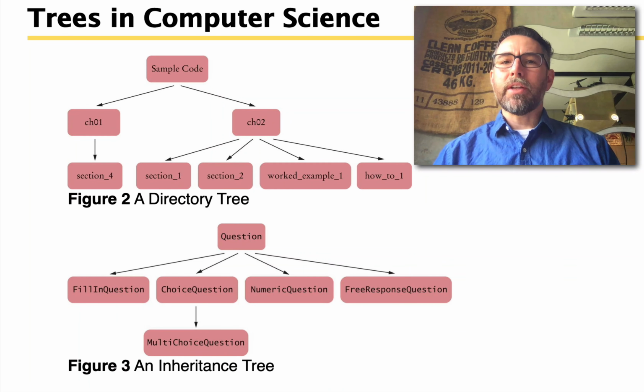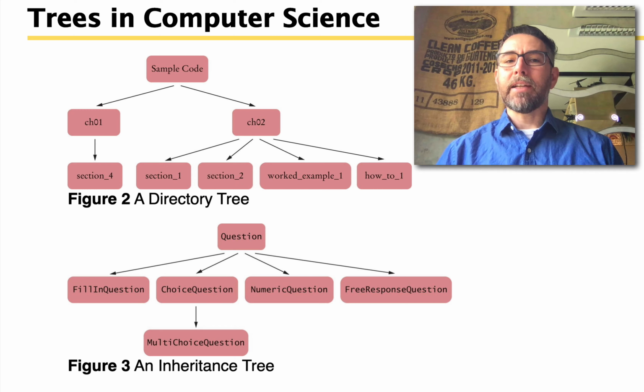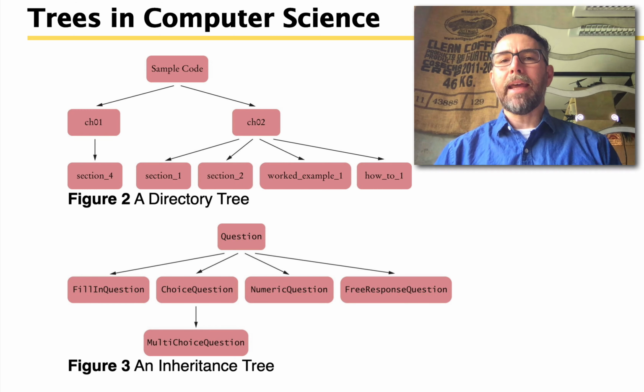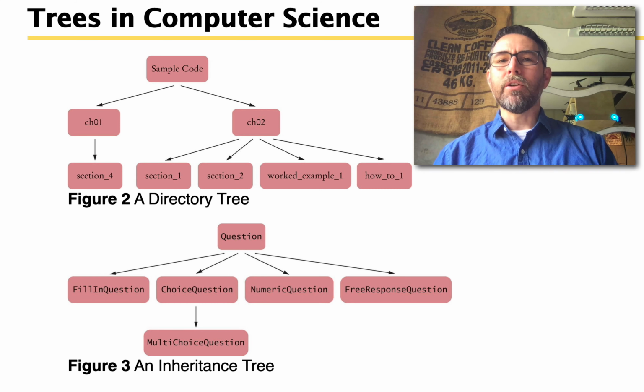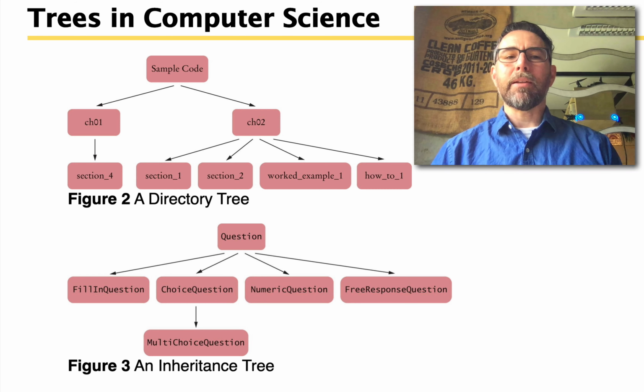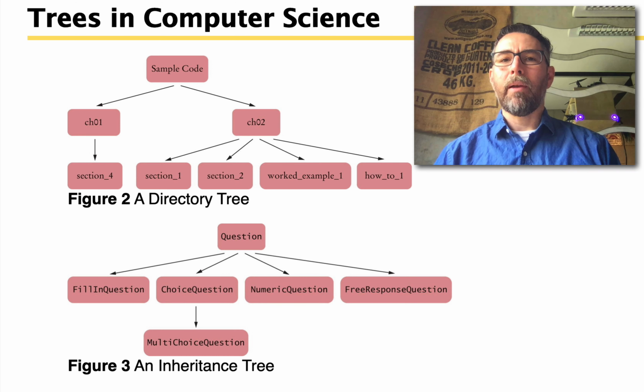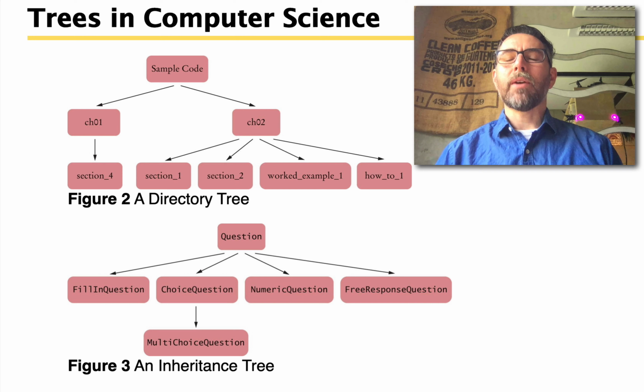Other places where trees exist in computer science are, for example, in the structure that you might have for files on your computer. So maybe you have structured your code for this class in a folder called sample code, and then you have subfolders called chapter 1 and chapter 2. Each one of those folders has maybe sections or files within them. And so the folder hierarchy on your computer also exists in a tree structure as well.